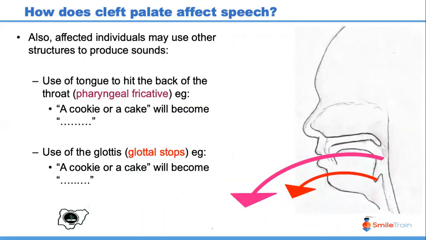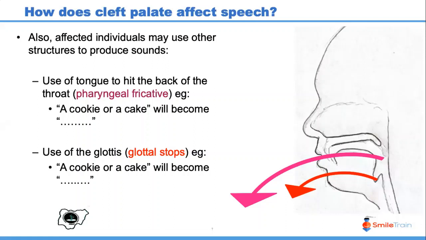Also, affected individuals may use other structures to make these sounds, such as using the tongue to hit the posterior pharyngeal wall, and to make a statement like "a cookie or a cake" will become "a tookie or a take." That's because they are using the posterior aspect of the tongue to hit the posterior pharyngeal wall so that they'll be able to make those high pressure sounds.